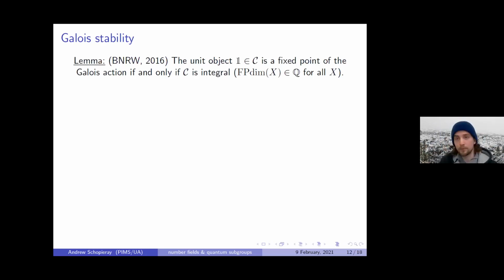And so these categories are categories which are representation categories of Hopf algebras. So you have this very strong constraint about what types of categories come from this type of restricted Galois action.